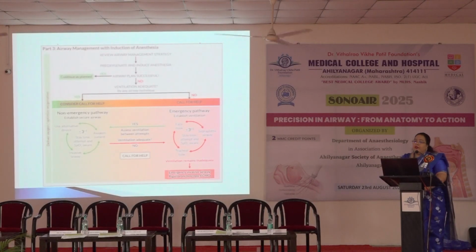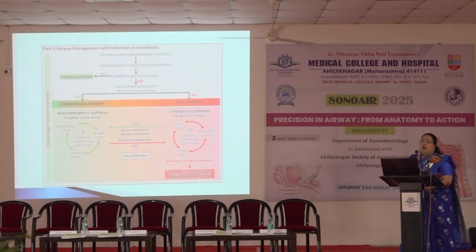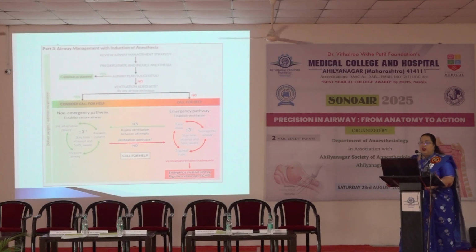Coming to airway management with induction of anesthesia: review the airway management strategy, pre-oxygenate, induce the anesthesia, see whether the airway placement is successful or not. If it is successful, good. If not, then at least the ventilation has to be adequate. If ventilation is adequate, it is a non-emergency pathway. You will use an alternative device, or you can awaken the patient, or you can go for invasive airway. Not more than 3 attempts are to be taken. The time should be less than 10 minutes. You should be aware of the time as well as the SpO2.